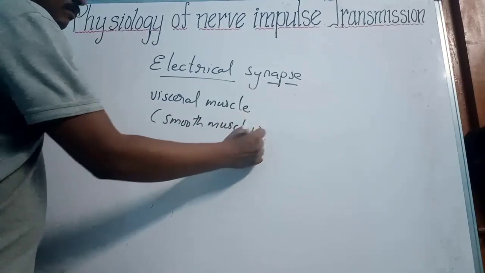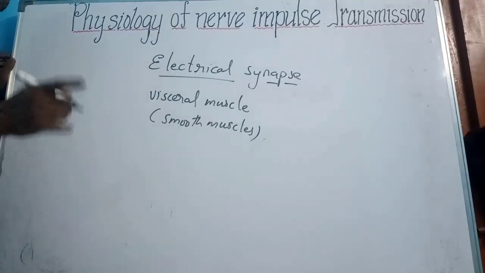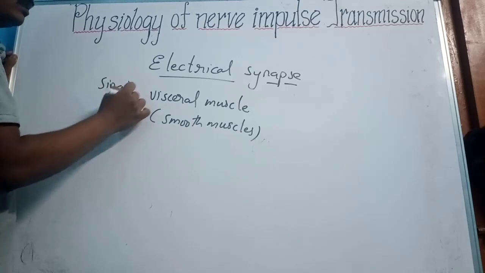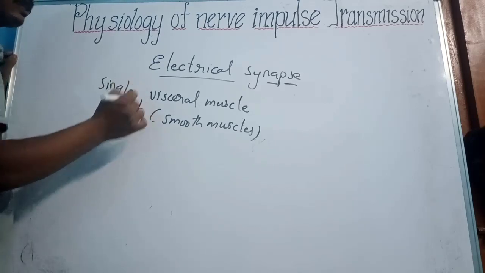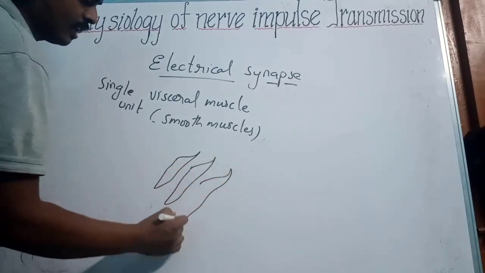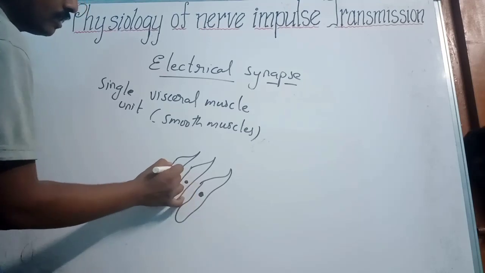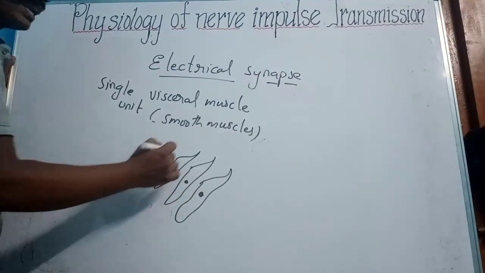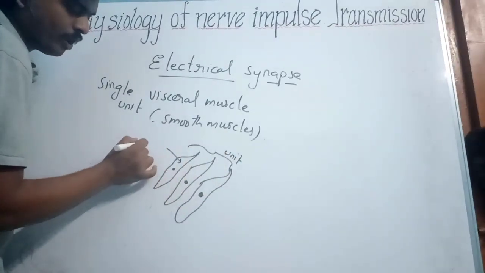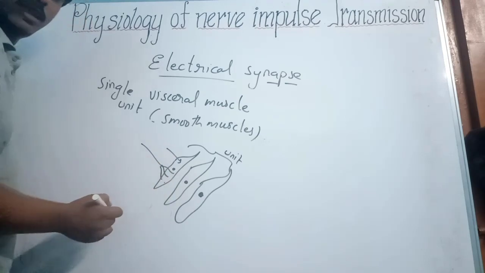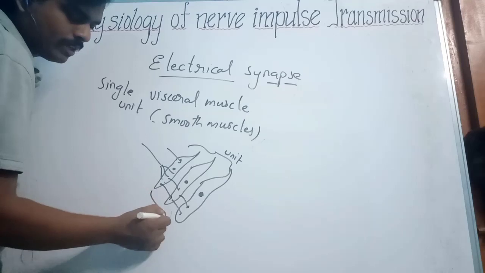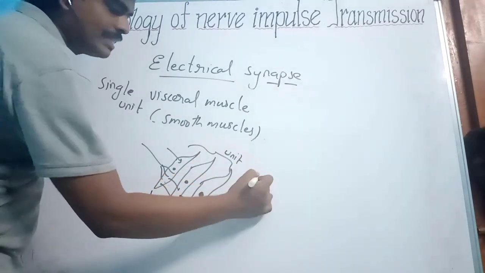But there is some specification here. These are found only in the single unit visceral muscles. What is meant by single unit, sir? For example, if there is a batch of smooth muscles here, waiting for the signals, these muscles will get activated as one unit. So if this muscle is activated, for example, when the neuron gives the signals to this muscle, it will give signals to all these muscles. So all these muscles will be activated at once as a single unit.